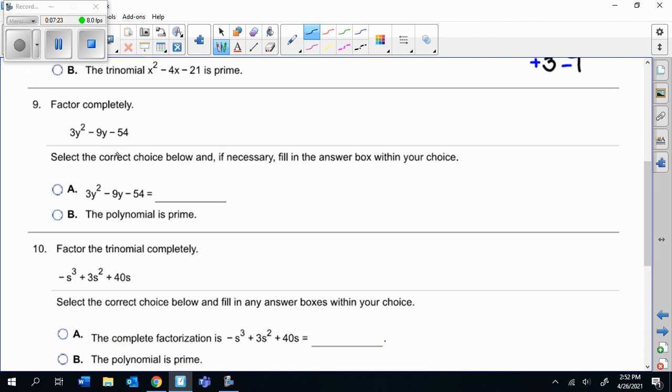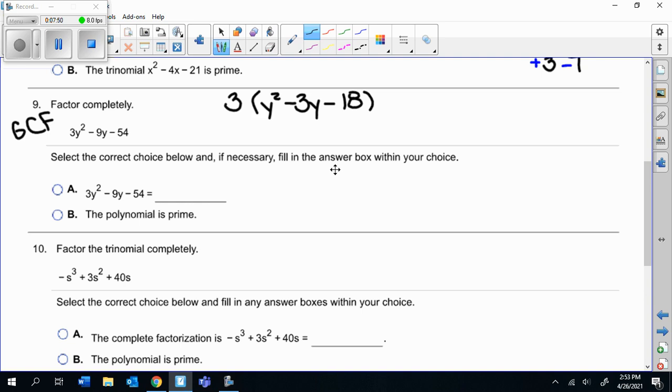Number 9, factor completely. Remember, we always talked in the lessons about the greatest common factor. I can pull a 3 out. In this case, all of the terms are divisible by 3. So 3 goes into 54, 6, 14. Why can't I do this in my head? 18 times.